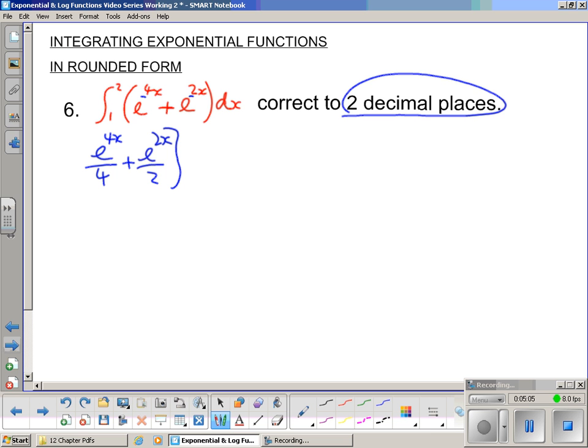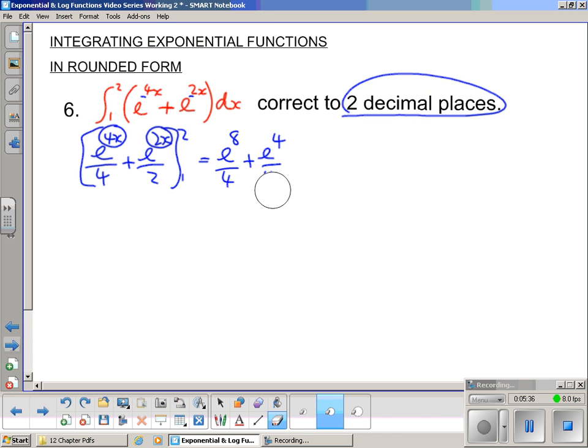And the x values we're going to process here are 2 and 1. So I'll be processing 2 wherever there's an x in this expression. We'll put a big minus, and then we'll process 1 wherever there's an x into these expressions. So when 2 goes into the top here, we get e to the 8 on 4, plus when 2 goes into the top here, we get e to the 4 on 2. Just correct that. On 2, that's good.